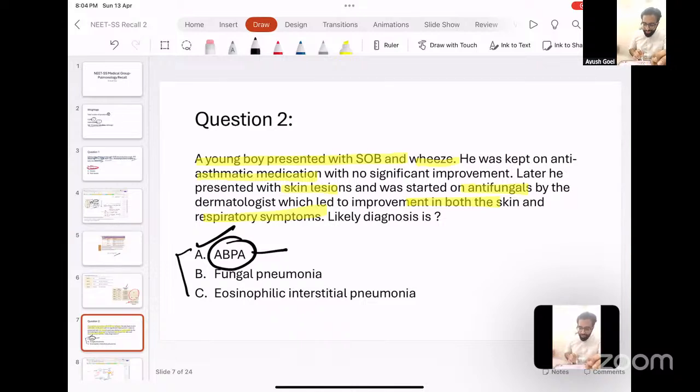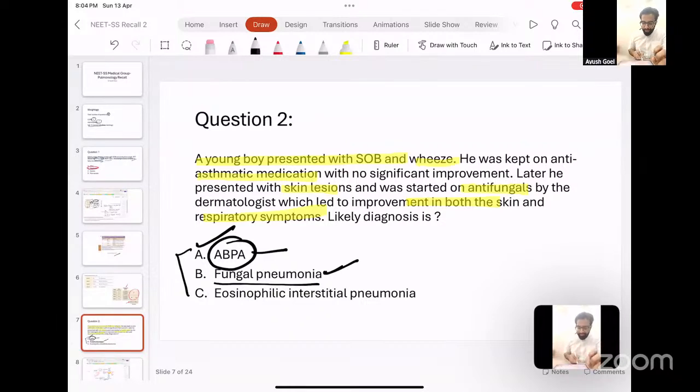If we look at the other options, the second option was fungal pneumonia. Firstly, the presentation of fungal pneumonia is going to be very different from what this boy is having. There is no immunocompromised state. The patient is only having shortness of breath and wheeze, not in a severe disease state like a fungal pneumonia should present. That is why fungal pneumonia is not the right answer, because the clinical presentation is going to be completely different.